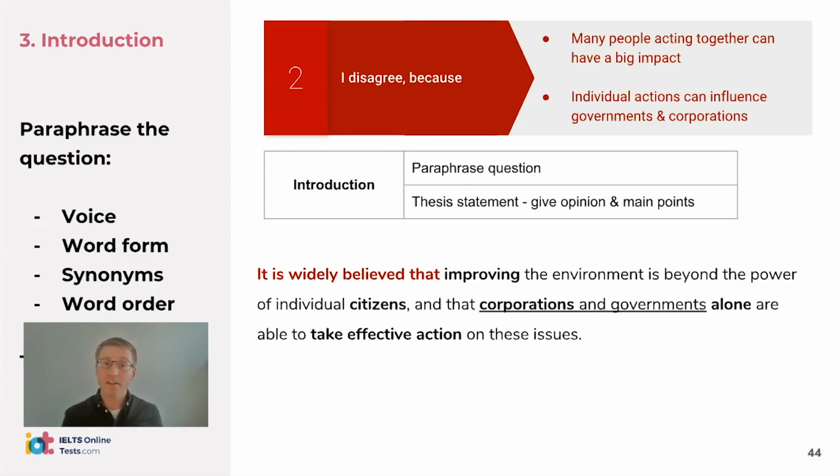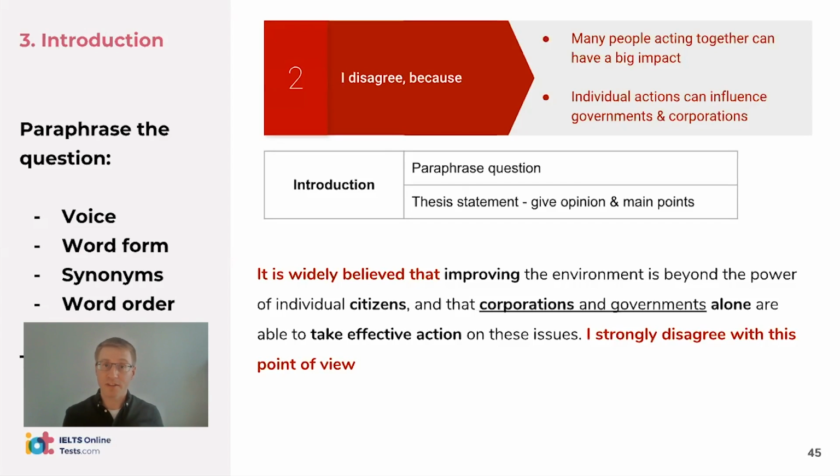Start by directly answering the question. In this case, we're disagreeing. So we can say, I strongly disagree with this point of view. This makes your opinion very clear. If you want to agree with the question, simply say, I strongly agree with this point of view.